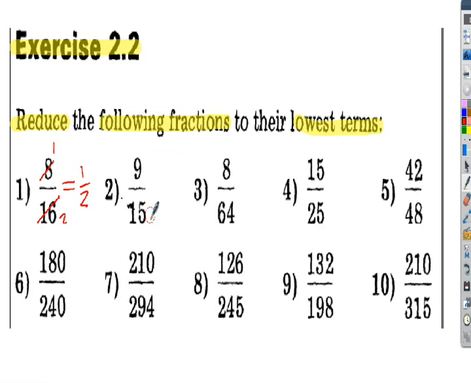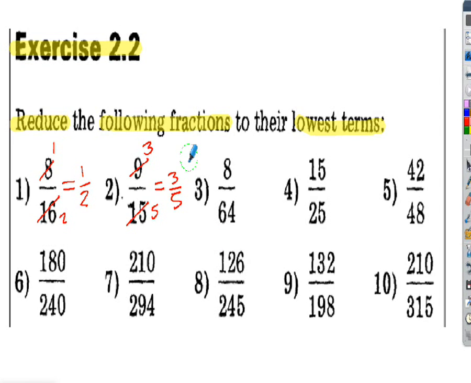Question 2, we've got 9 over 15. Using our little hint, 1 plus 5 is 6, so 6 divides by 3, so we can divide 15 by 3, and of course we can divide 9 by 3. So dividing the numerator by 3, we will get 9 divided by 3 is 3, and dividing the denominator 15 by 3, we will get 5. So we end up with 3 upon 5. So 9 upon 15 can be written as 3 upon 5.